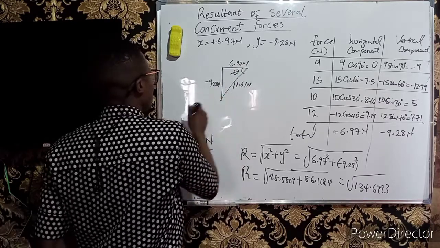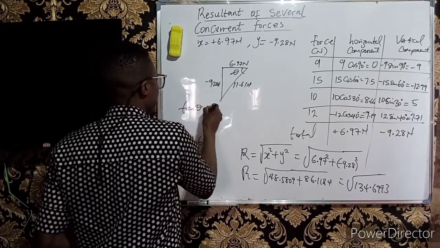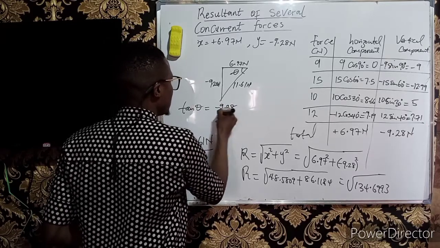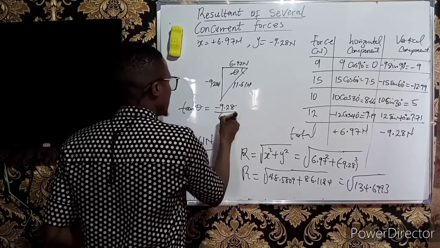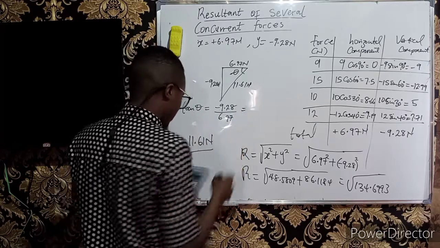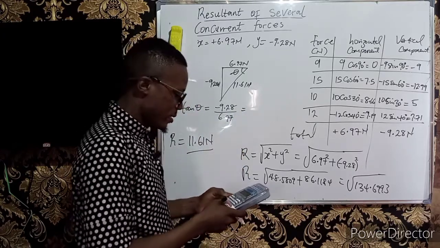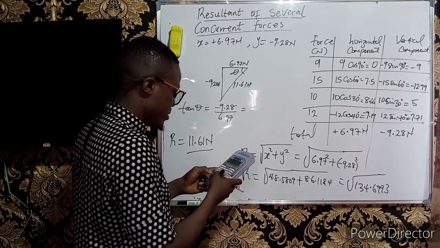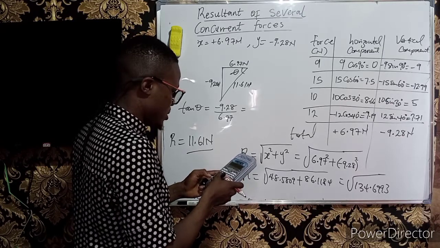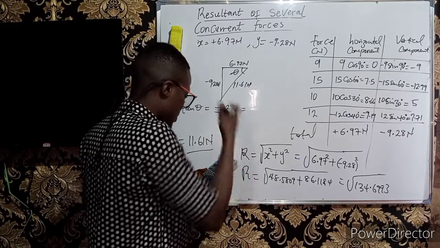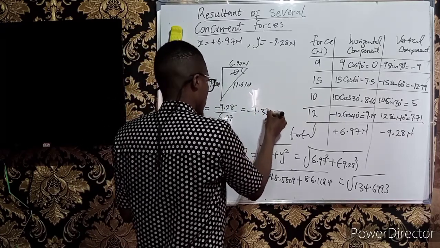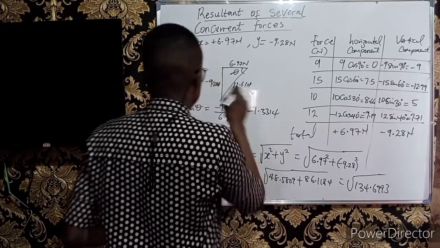So to get the angle of inclination, I will just say tan theta, which is opposite, minus 9.28 over adjacent, which is 6.97. So I have 9.28 divided by 6.97. I will get minus 1.3314.